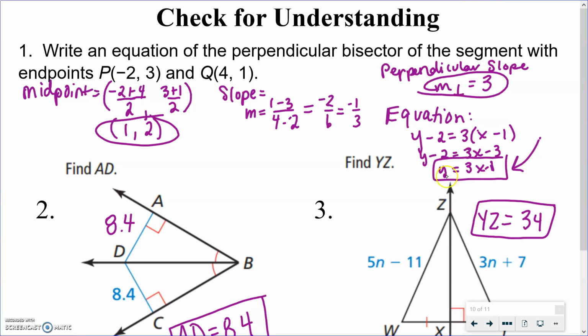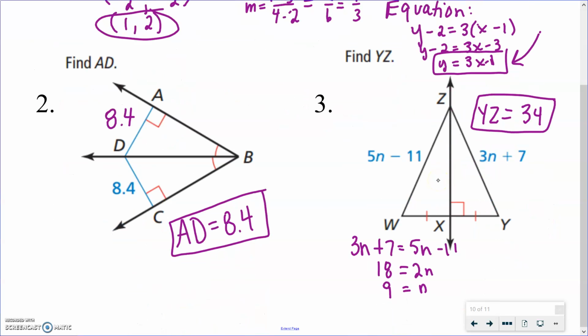Okay. For the next part, we're going to look at this and see that it's angle bisectors, and these are perpendicular, and so they're going to be the same distance from the point. So AD is going to be the same as CD, which is 8.4.